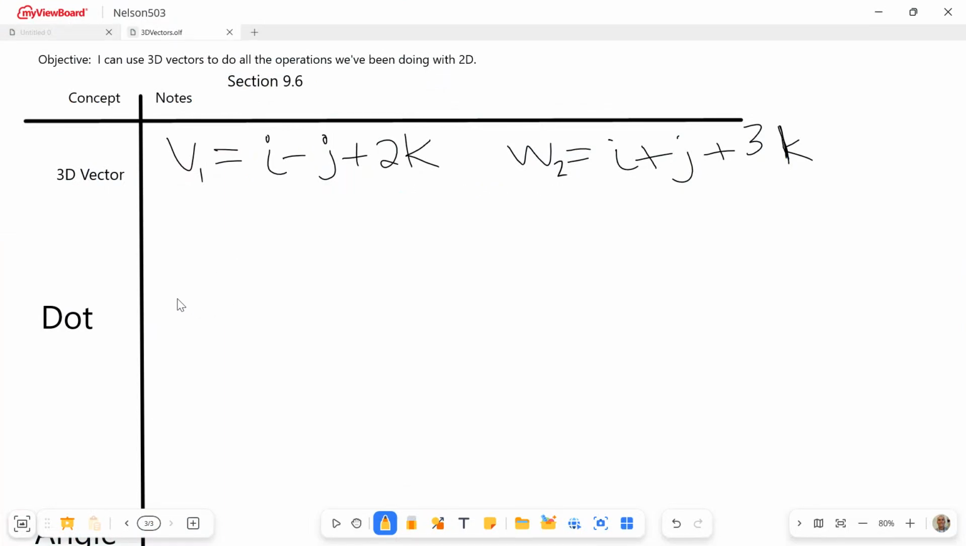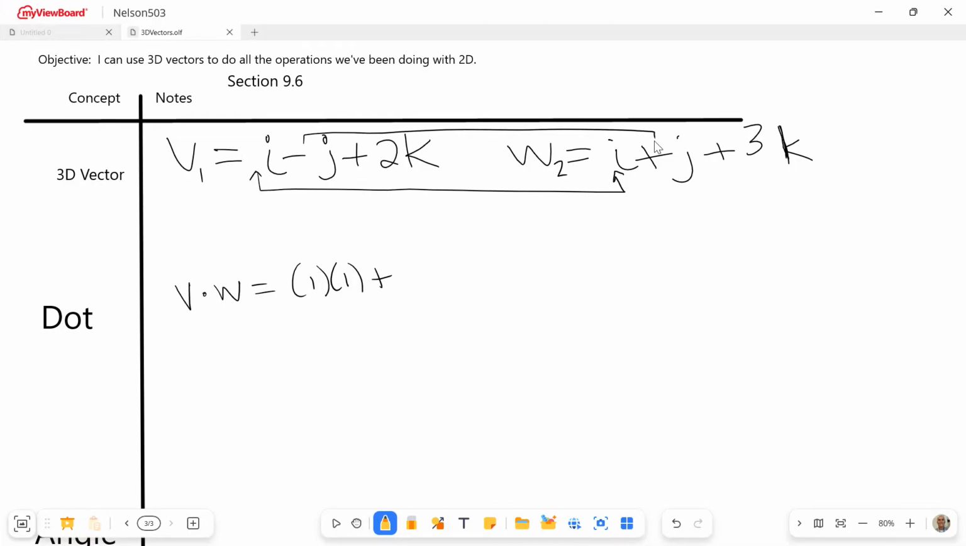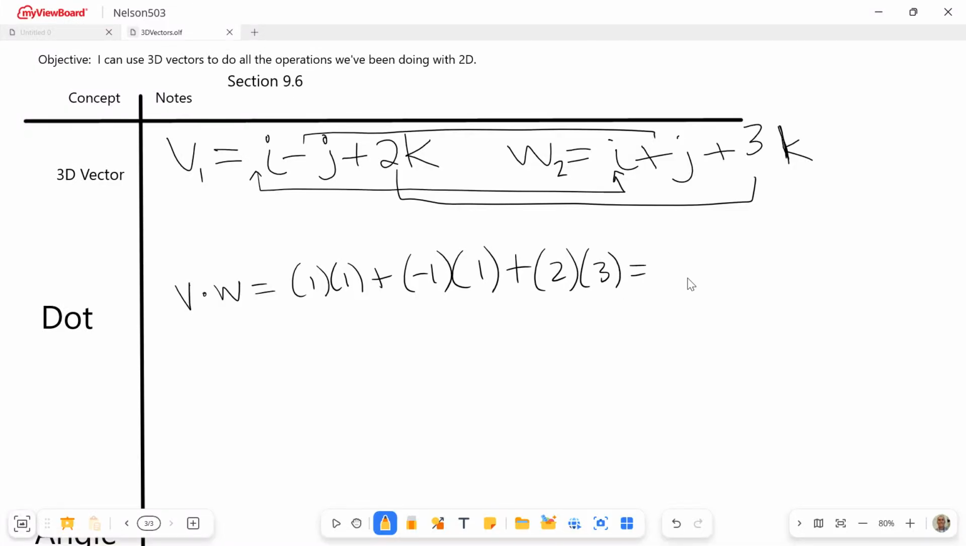We're going to do the dot product just like we did before. So v dot w is equal to the 1 here times the 1 over there. So we've got 1 times 1 plus a negative 1 times a positive 1, right? And then we've got a 2 times a 3. So this is the dot product. It's so simple, how can it be useful? Well, we've got a 6, I think, if I'm doing my arithmetic right. It comes into play when you're trying to find the angle between the two vectors.